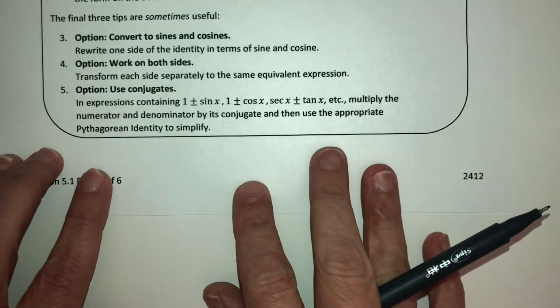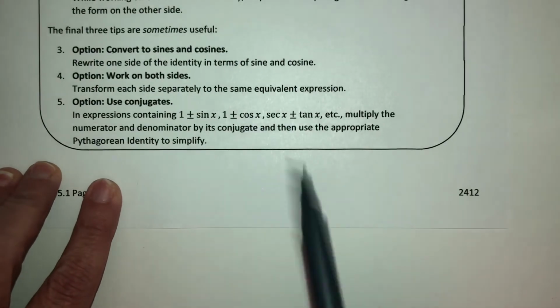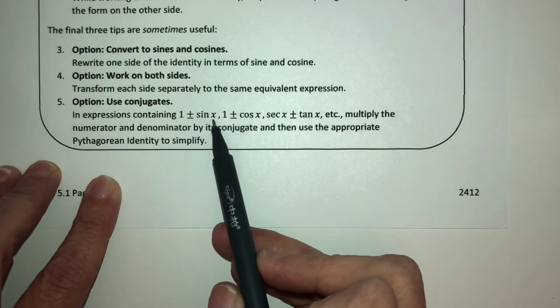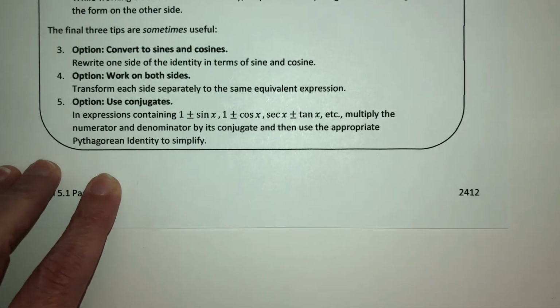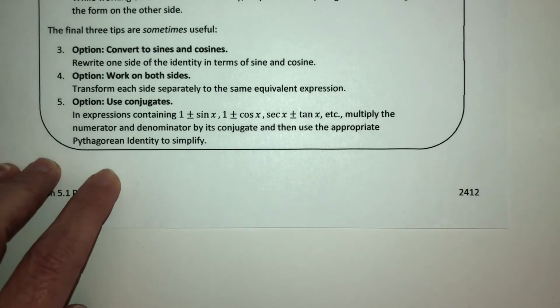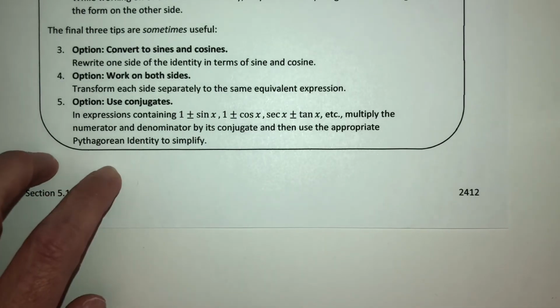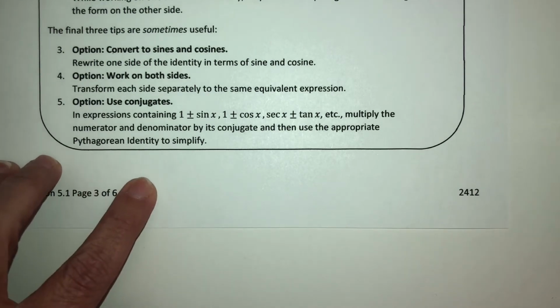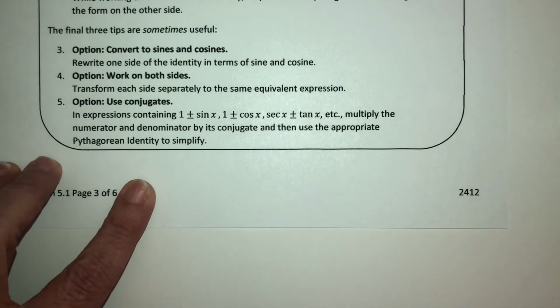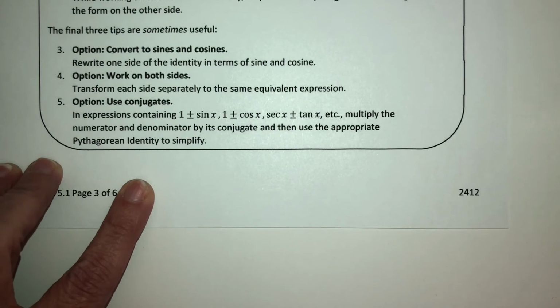And use conjugates. If we have something like 1 plus or minus sine, plus or minus cosine, if we multiply by the conjugate, then we get a difference of squares. We end up with squares and ones, which means that we can use our Pythagorean identities to simplify things.